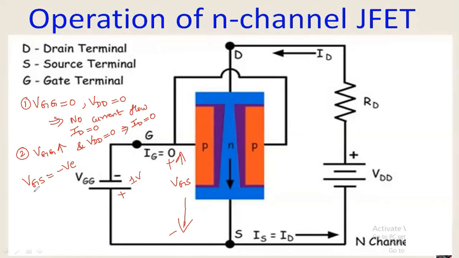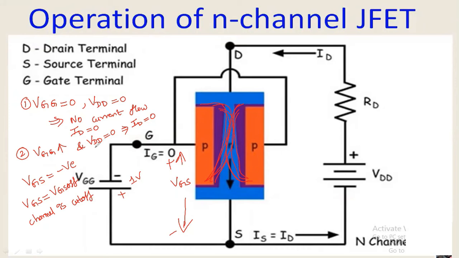Next, one more thing: when you go on increasing VGS, that is VGG, meaning VGS increased negatively, at a certain voltage called VGS off, the reverse bias voltage keeps increasing the depletion layer width, and at a certain voltage these two depletion regions will make contact with each other. In that case, we say that the channel is cut off. So in that condition, even though you apply VDD, there is no movement of charge carriers.